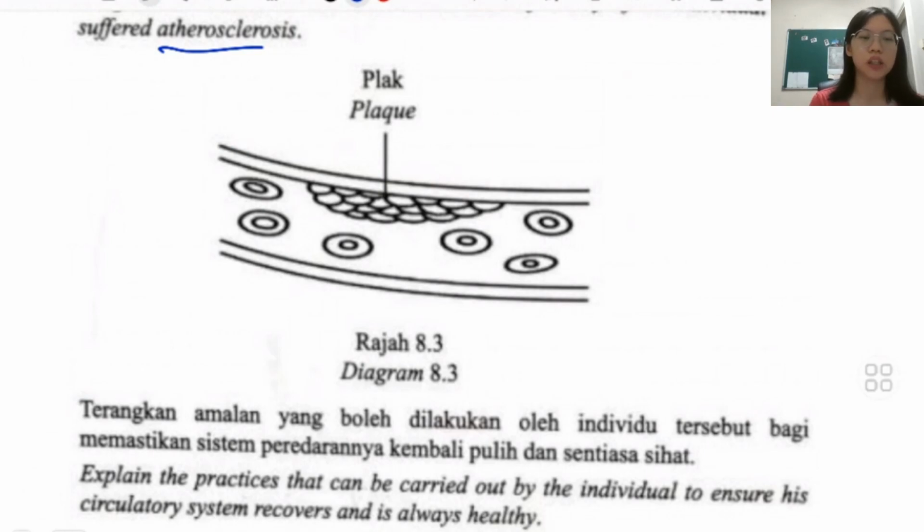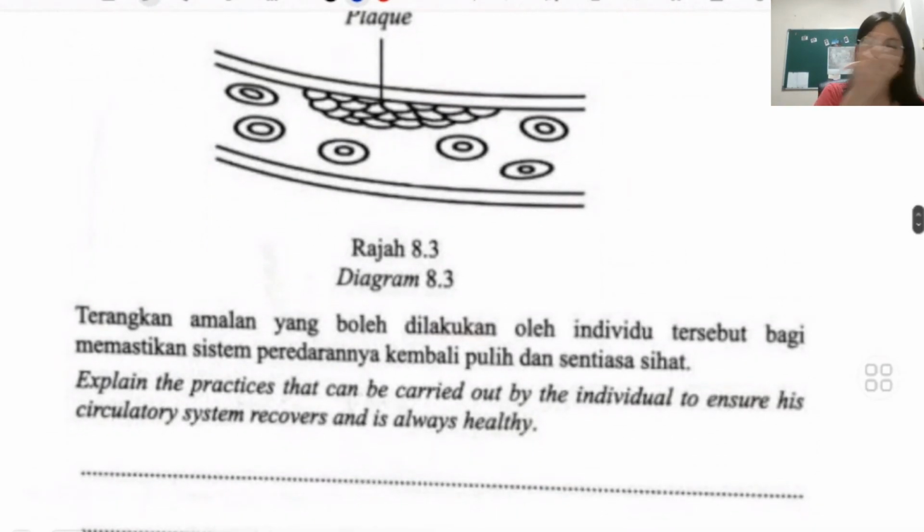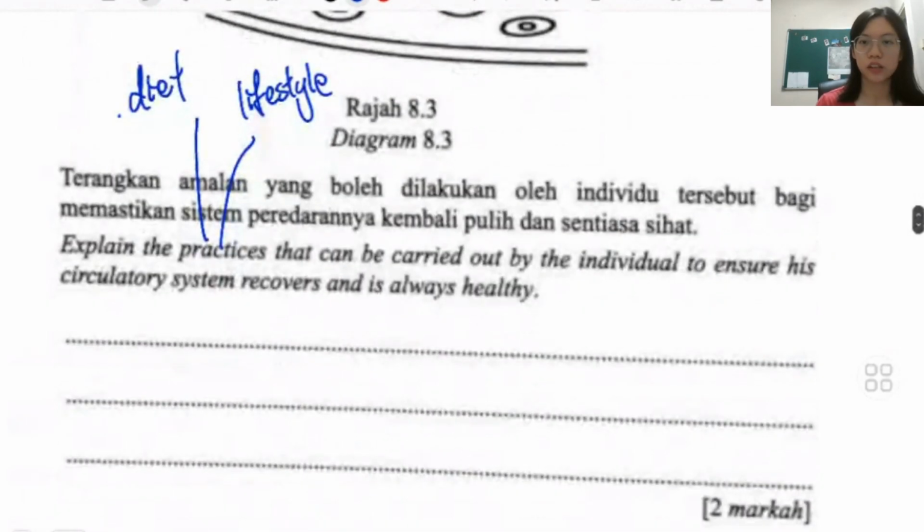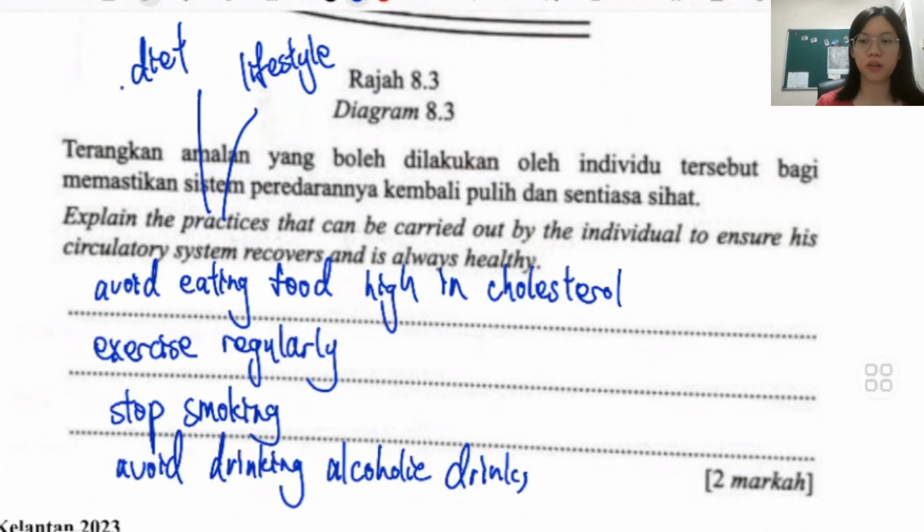Fats, lipids. So what other practices can you consider? You can consider the diet, and you can consider the lifestyle. The person has to exercise regularly, and practice a healthy lifestyle. So what is a healthy lifestyle? You have to quit all the bad habits, like stop smoking and avoid drinking alcoholic drinks. Honestly, based on the answer scheme, the first two make more sense, so they relate more.